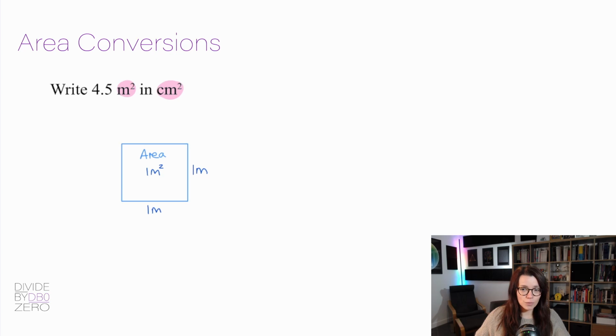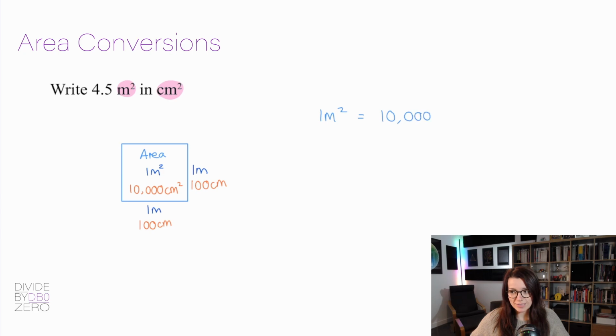And now I'll consider what the sides would be in centimeters. So 1 meter in centimeters is 100 centimeters. So now if we think about the area of that square in centimeters squared, that's going to be 100 times 100, which is 10,000. So now we know that 1 meter squared is equal to 10,000 centimeters squared. Once we know that basic conversion, we can use it to answer the question.